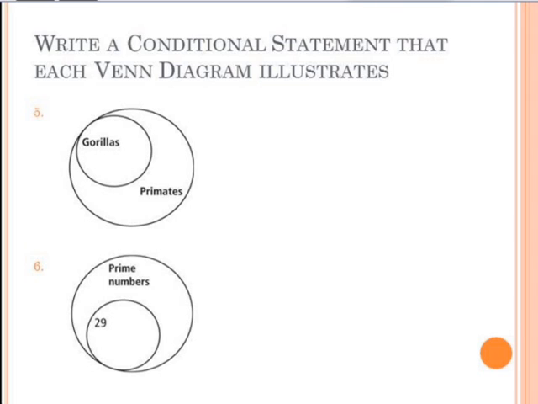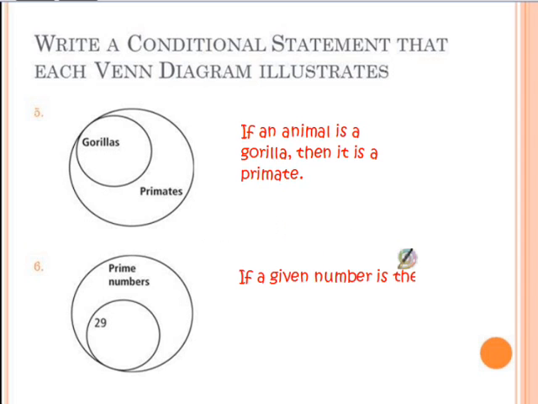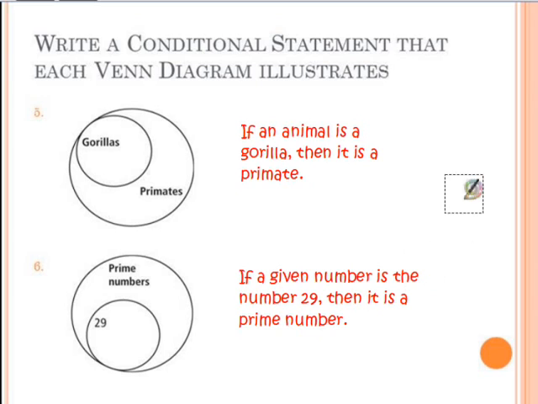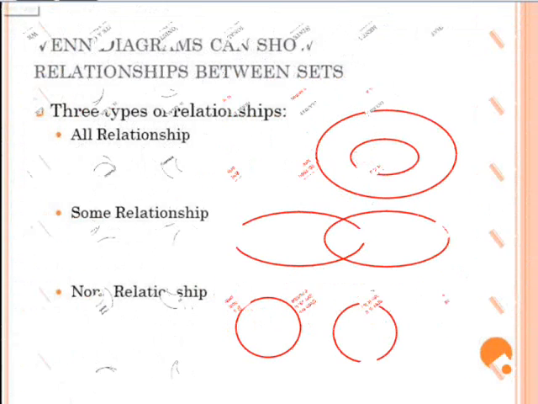All right, so you've unpaused. Let's go ahead and take a look at what you got. If an animal is a gorilla, then it is a primate, something along those lines. Doesn't have to be exactly the same. And if a given number is the number 29, then it is a prime number. So taking a diagram and writing a conditional statement. That's backwards from what we just did.